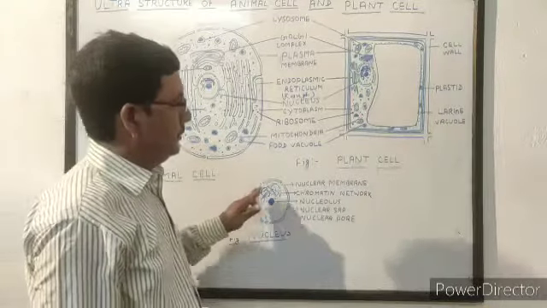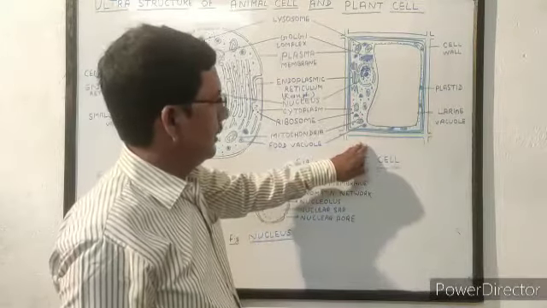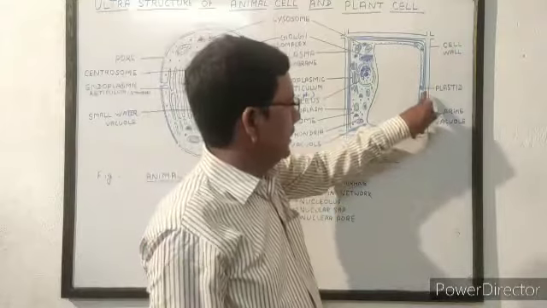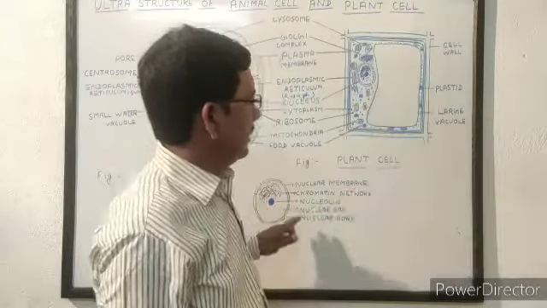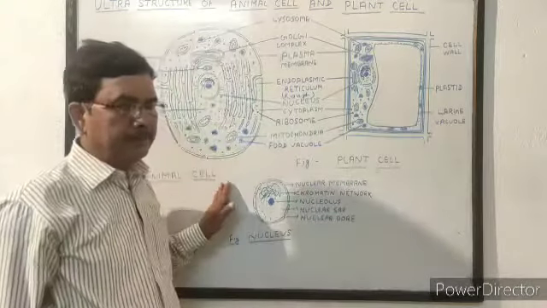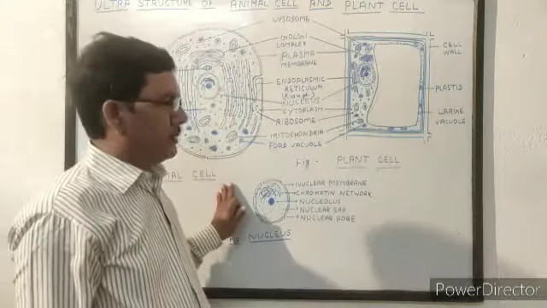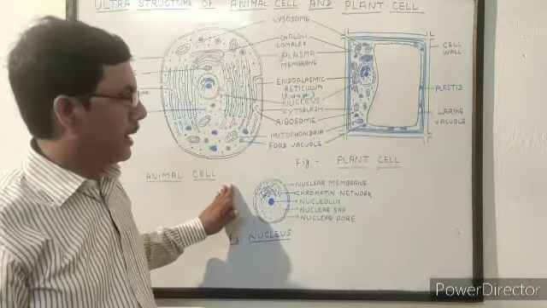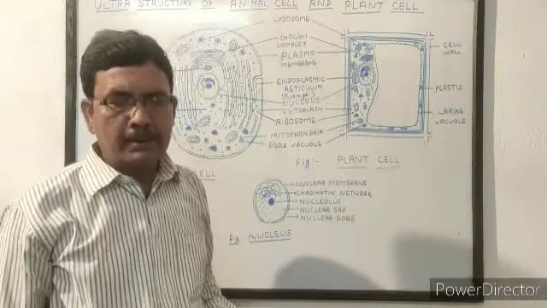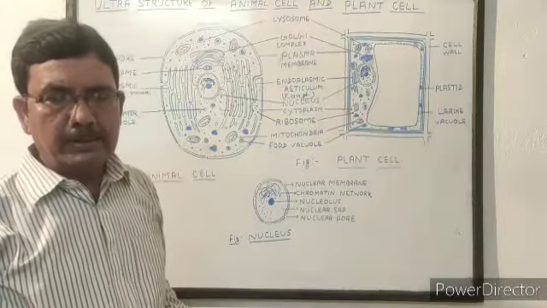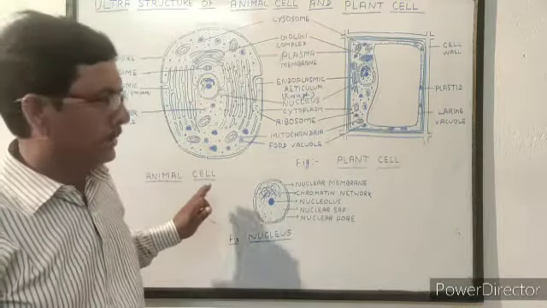And in plant cell, there is a special cell organelle which is called plastids. Plastids are present only in plant cell. The plastids are of different types. Green colored plastids are called chloroplast. Colorless plastids are called leucoplast, and variously colored plastids are called chromoplast.